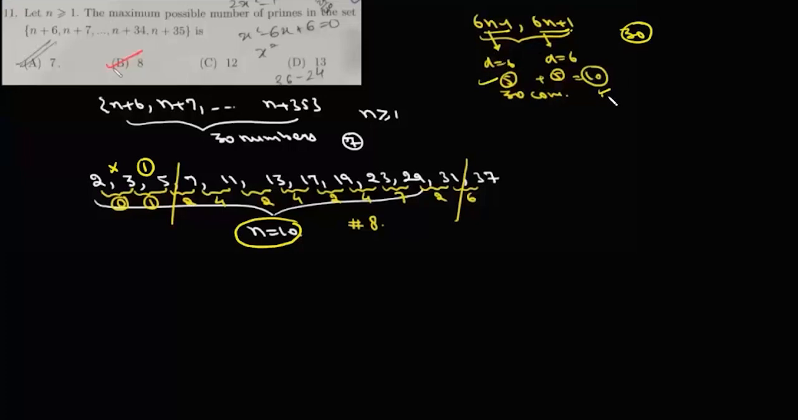So the maximum number of primes in any set of 30 numbers can be 10, which is true for the first 30 numbers. But thereafter, we can never have a situation where two consecutive numbers are prime, because one of them will be even and the other one will be odd. So it is not possible to have 10 for any other set. Thus, the maximum number of primes in any such set will be only 8, and that's your option B.